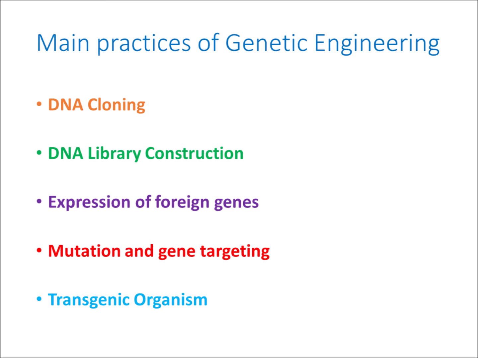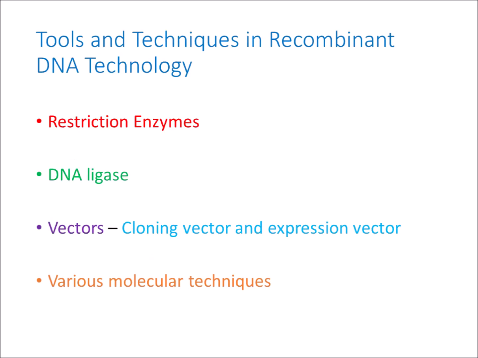Following are the tools and techniques in recombinant DNA technology. First is restriction enzyme, also called restriction endonuclease, which is used to cut DNA at specific base sequences. Second is DNA ligase, which is used to join two DNA molecules or fragments. Third is vectors. A vector is a carrying and delivery agent used to transfer DNA into a host cell.